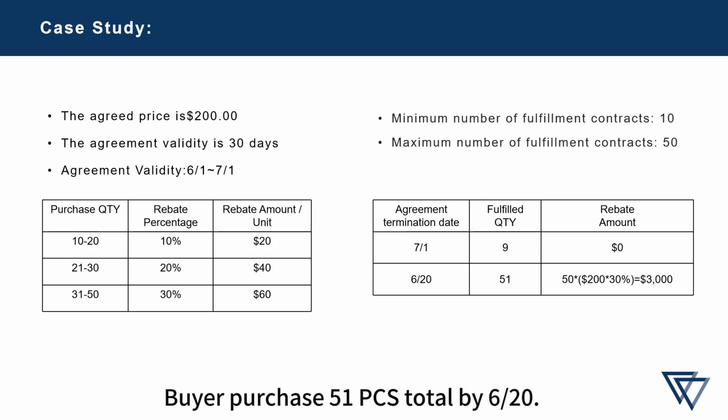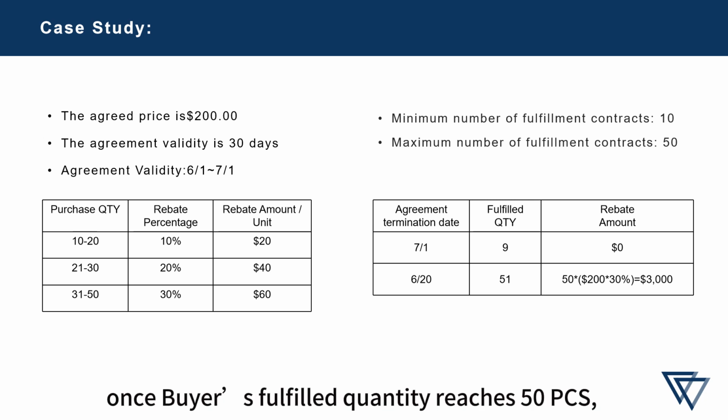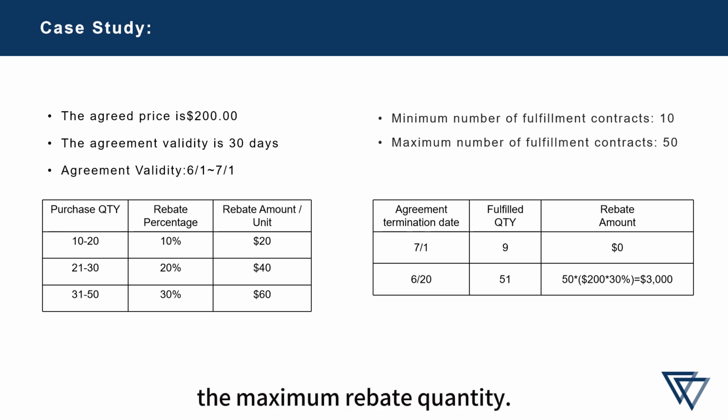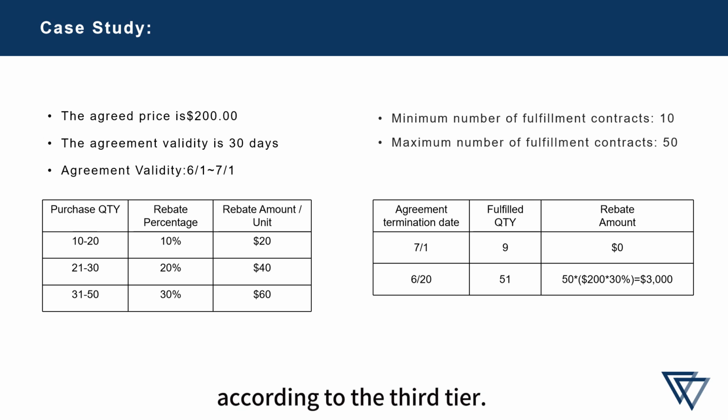The buyer purchased 51 PCS total by June 20th. The agreement will automatically terminate once the buyer's fulfilled quantity reaches 50 PCS, the maximum rebate quantity. A total rebate of $3,000 will be paid to the buyer according to the third tier.